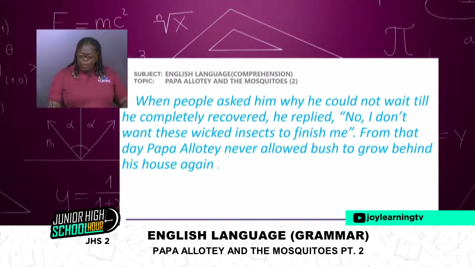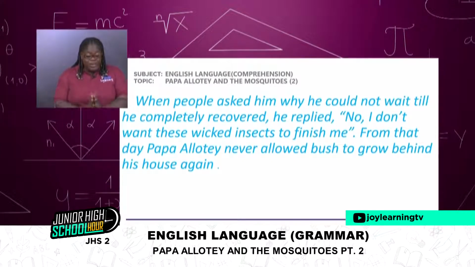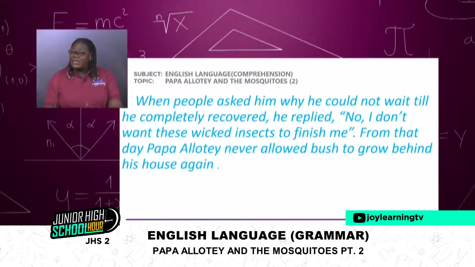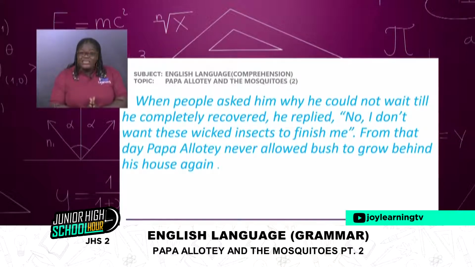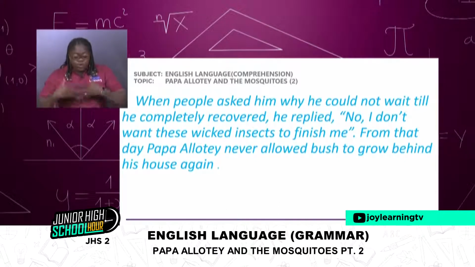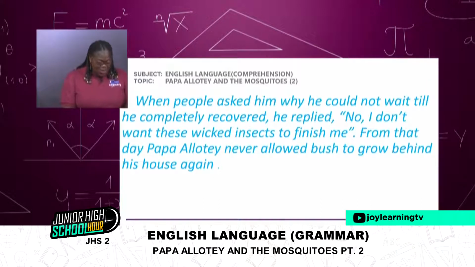Now, when people asked him why he could not wait till he completely recovered, remember he was sick, admitted and finally discharged. Then he came out, sat at the back of his house again, and was bitten by the mosquitoes. Then he saw blood in the palm. Then he ran home and began to think that, yes, this is what they are talking about. So the following day, he decided to clear the bushes and empty the cans and all that. People were wondering why he wouldn't wait till he had recovered. He replied, "No, I don't want these wicked insects to finish me." From that day, Allotey never allowed bush to grow behind his house again. That was good.